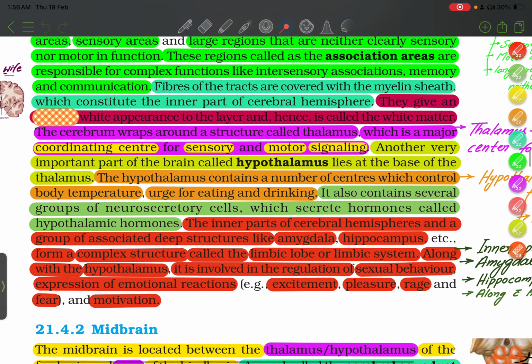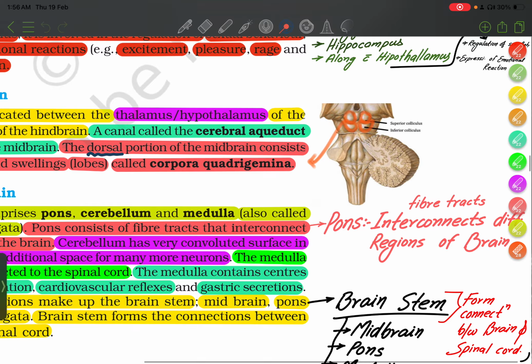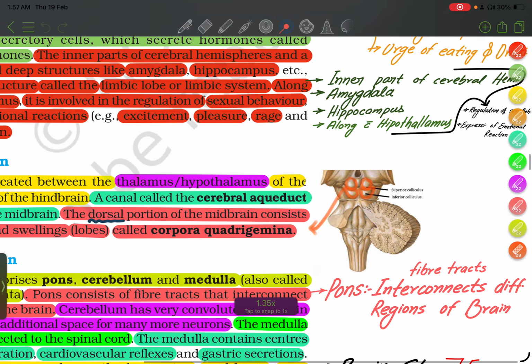Midbrain. The midbrain is located between the thalamus and hypothalamus of the forebrain and the pons of the hindbrain. A canal called the cerebral aqueduct passes through the midbrain. The dorsal portion of the midbrain consists mainly of four round swellings called corpora quadrigemina. Here you can see the corpora quadrigemina, the four lobes of the midbrain.